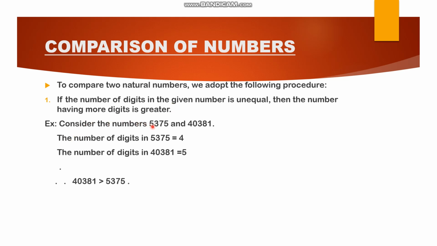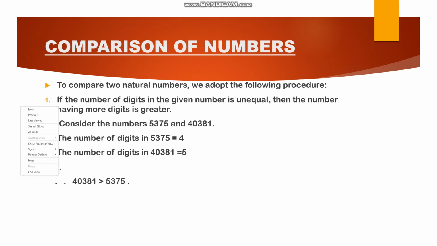Consider the numbers 5375 and 40381. Here, 5375 has 4 digits in it. It is a 4 digit number. And the second number is 40,381. It is a 5 digit number. So tell me which one will be greater? Yes, the greater number is 40,381 because it has 5 digits in it. So the 5 digit number is greater than the 4 digit number.